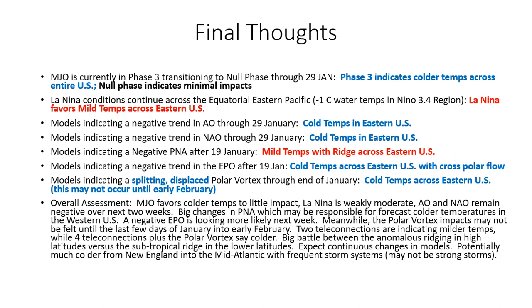The MJO is in phase 3, and I'm really seeing it in the temperature distribution across the U.S. Also, with the PNA going negative, I've seen some of these longer range models trying to take the coldest air back into the Pacific Northwest. And so we're going to have to keep an eye on that. Now, the one thing that could possibly offset that negative PNA is a negative EPO. It's looking more likely next week.